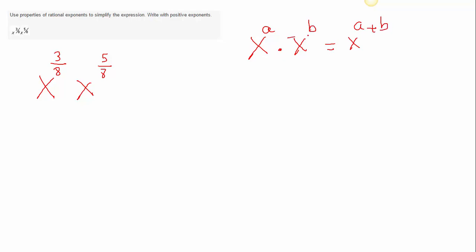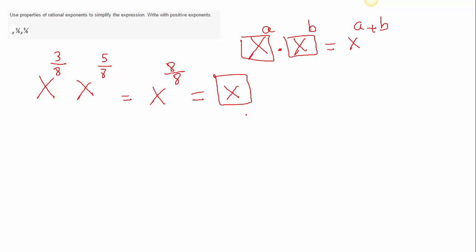Use properties of rational exponents to simplify the expression. Write with positive exponents. When you have the same base and you are multiplying, like in this case, if there is no operation here, then that must be multiplication. We use that rule: x to the power a with the same base, x to the power b, we add the exponents. So because we have the same base, we add the exponents. So that's going to be equal to 3 plus 5, 8 over 8. And what is 8 over 8? It's 1, which is x. We don't have to write x to the power 1 because we all know if there is no exponent, it is 1.